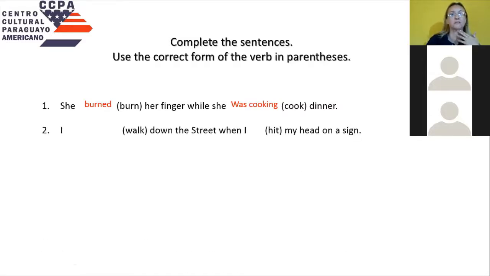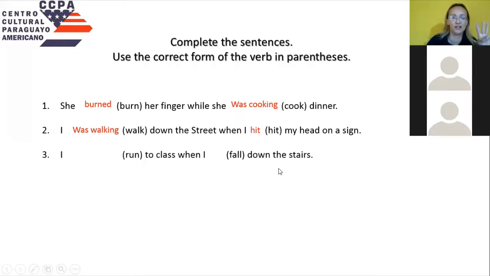Second sentence. I, and we have in parentheses, walk and hit. Remember, guys, that there are regular and irregular verbs. So with the irregular verbs, you have to learn them, memorize them. Okay, so I was walking down the street when I hit my head on a sign.